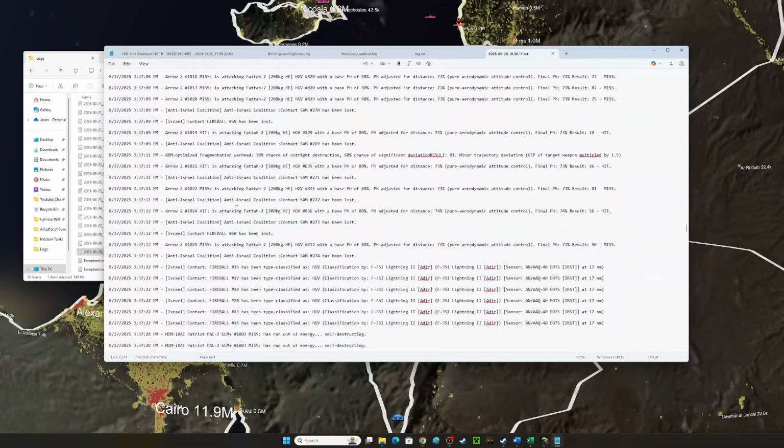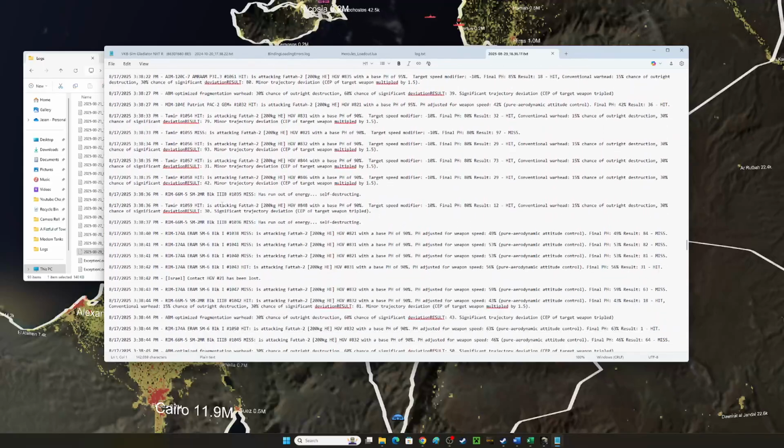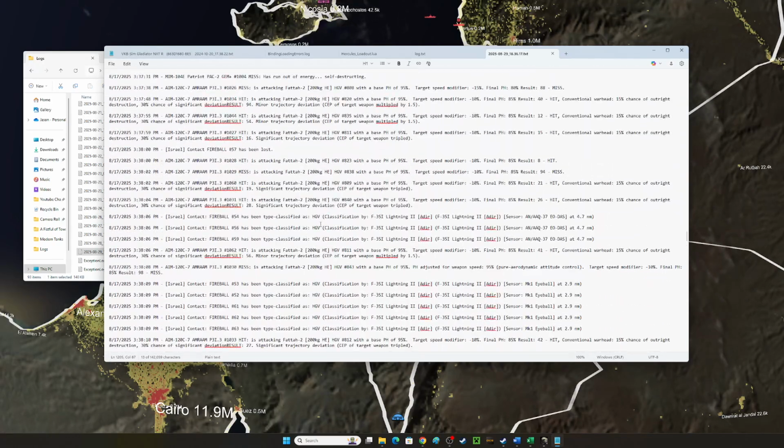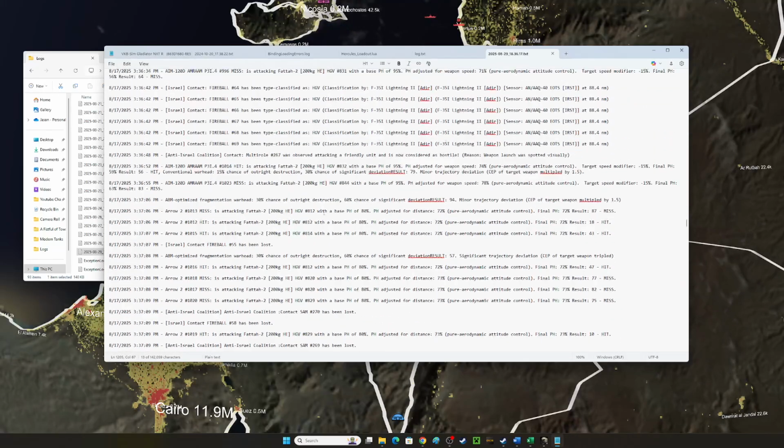I mispronounce a lot of things. Were the ones getting through. Now these were actually modeled as hypersonic glide vehicles, so giving them a better chance of penetration compared to a standard ballistic missile.